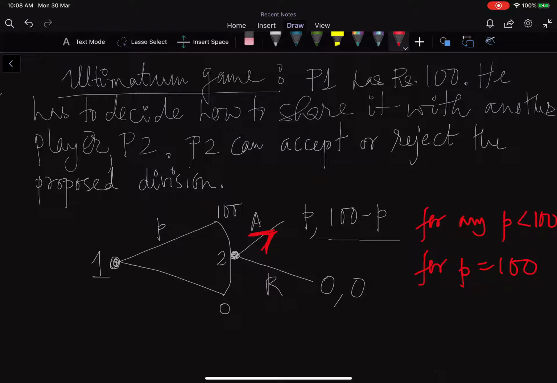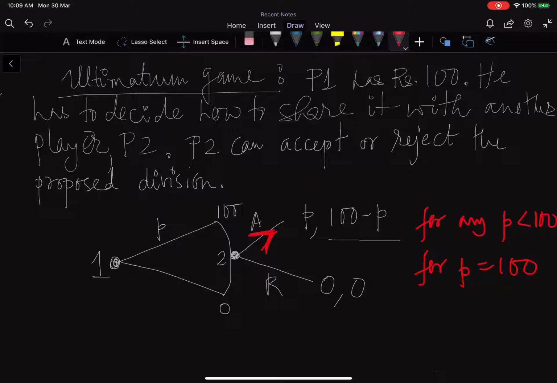If you make player 2 choose reject when p equals 100, then that leads to again a technical problem, because player 1 would like to maximize p. So basically player 1 would like to keep as much of the 100 for himself. But given p is continuous, you can keep making p higher and higher and closer and closer to 100, so you don't find a best response there. So that's why for p equal to 100, making player 2 accept ensures that player 1 has a best response, which is to keep everything for himself.